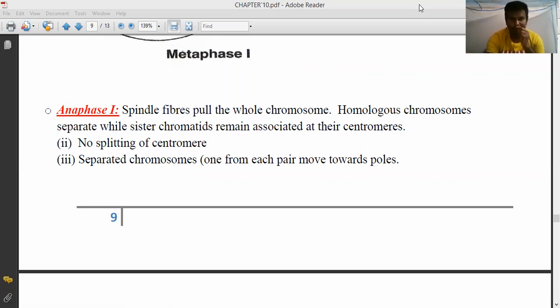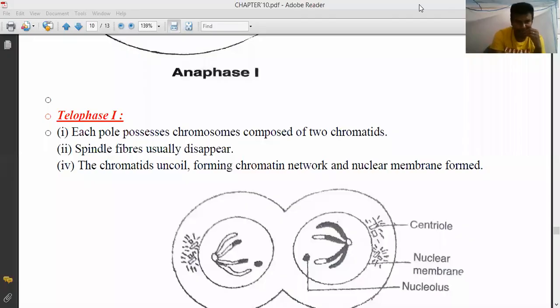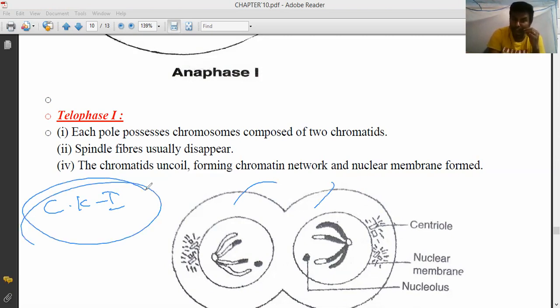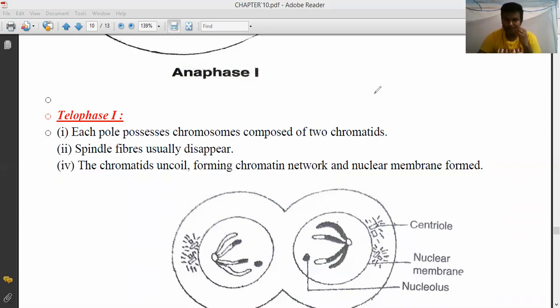Dear students, telophase. Here, what happened? Cytokinesis 1 starts. Here, no need to mention; we have to understand that as a result of cytokinesis, only these two daughter cells are formed. Actually, specifically, this division does not need to be mentioned.